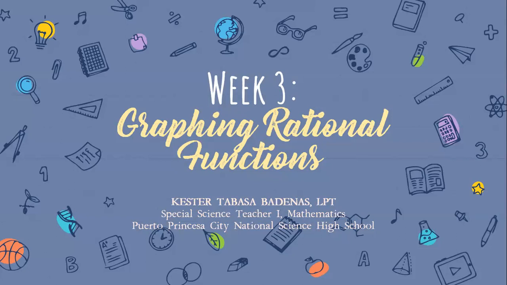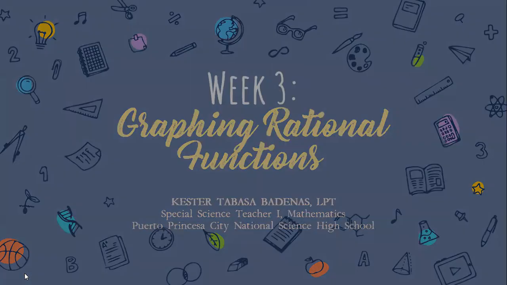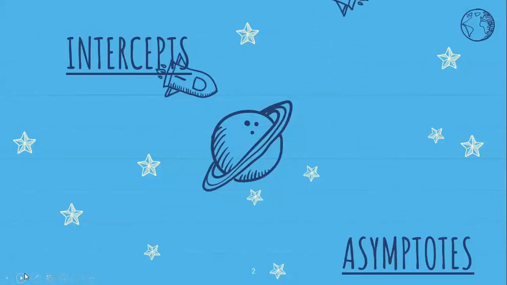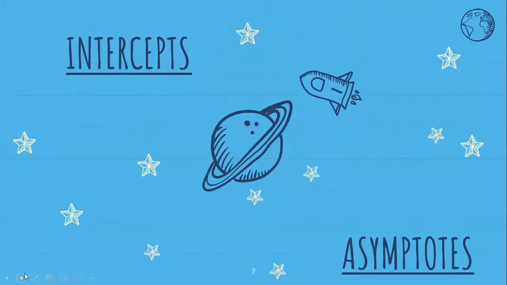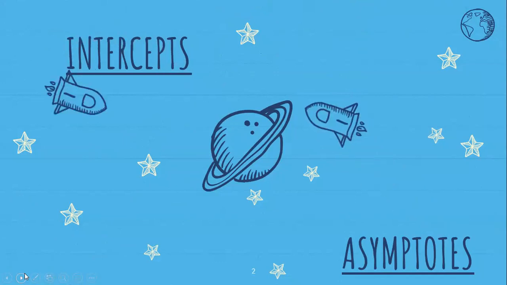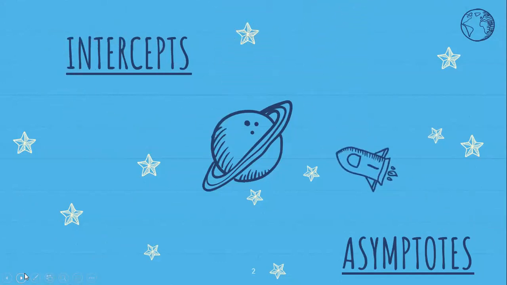Okay. So as I said a while ago, we will not literally graph the function. Instead, we will just find the concepts that are used to graph rational functions. And what are those? We have intercepts and asymptotes. Okay, so we will go first with the intercepts. Ayan, sa intercepts muna tayo.